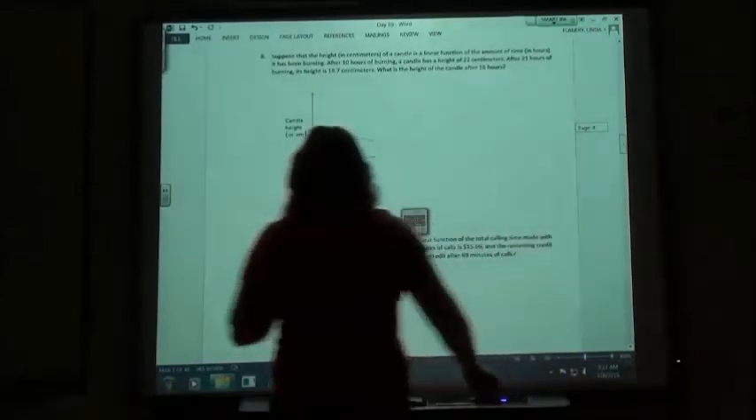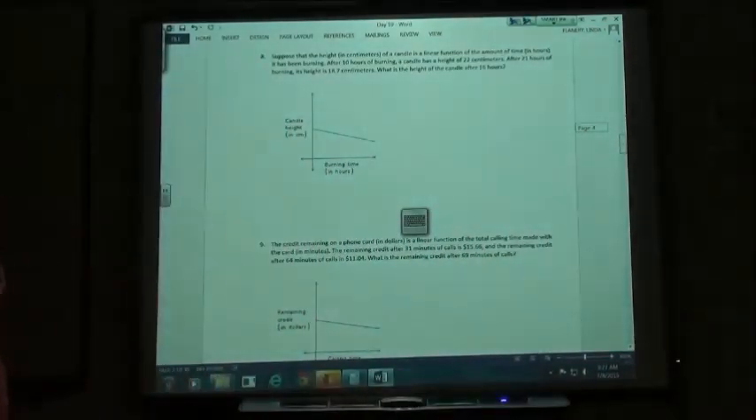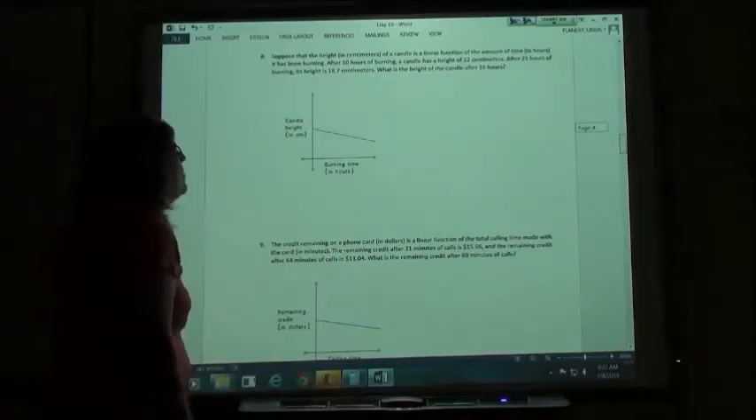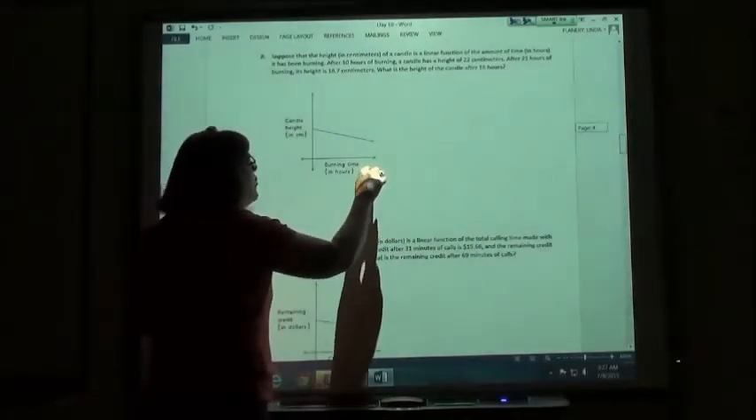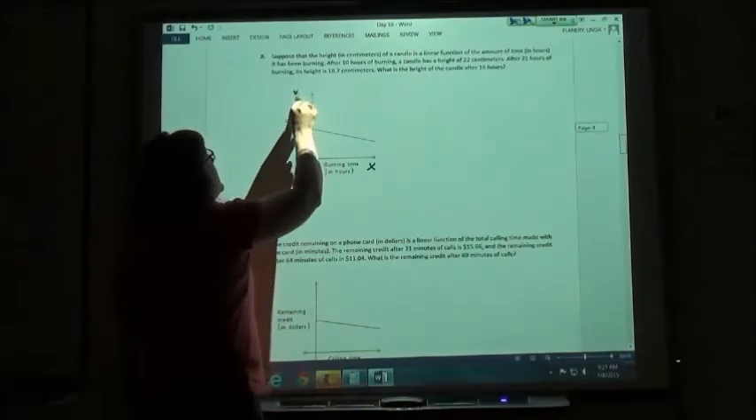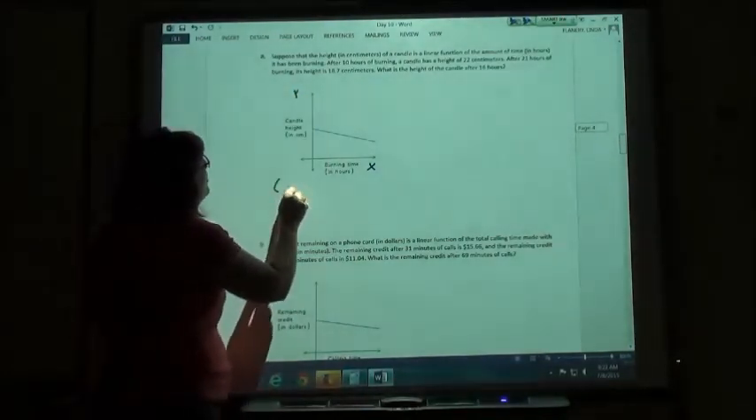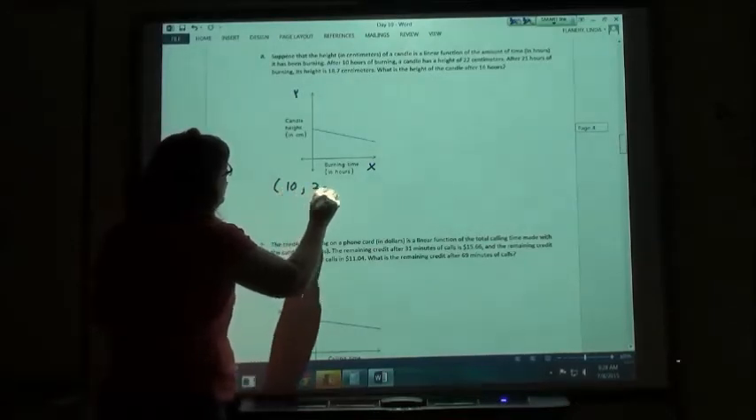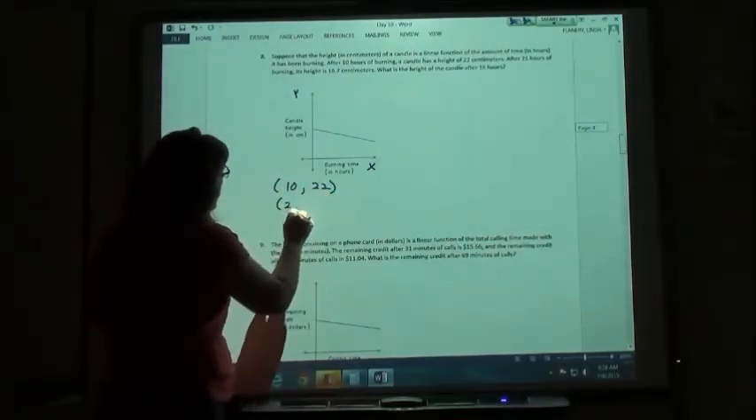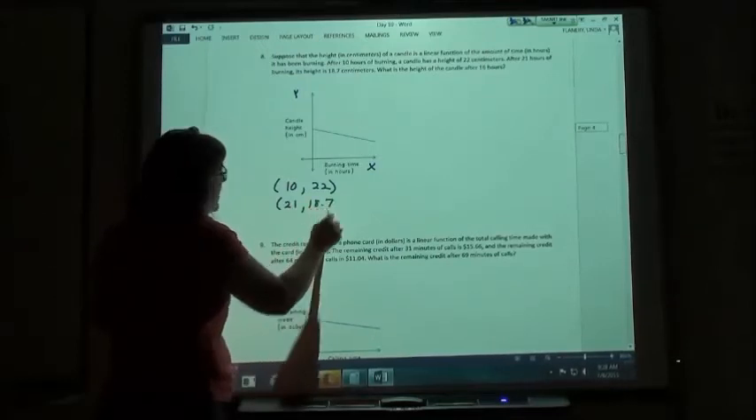So number 8, suppose that the height in centimeters of a candle is a linear function of the amount of time in hours it has been burning. After 10 hours of burning, the candle has a height of 22 centimeters. After 21 hours of burning, its height is 18.7 centimeters. What is the height of the candle after 16 hours? So my hours are going to be my x, my height is going to be my y. So my ordered pairs, 10 hours would be a height of 22, and 21 hours is a height of 18.7.